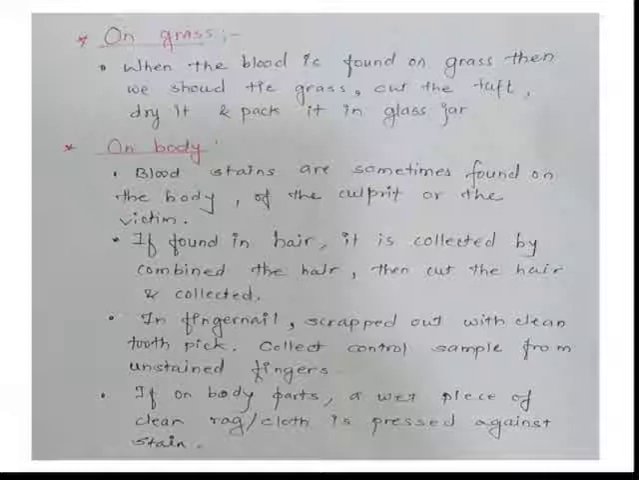After that, when blood traces are found on the body, blood stains are sometimes found on the body of the culprit or the victim. If found in hair, it is collected by combing the hair, then cutting the hair and collecting the blood. Then in fingernails, scrape out with a clean toothpick. Means when blood is on the fingernails, you can remove the blood from the fingernails using a toothpick, then collect these blood traces. And lastly, if we get blood traces on body parts, take a piece of clean cloth or rag and press it against the stain, so it will come onto the cloth.